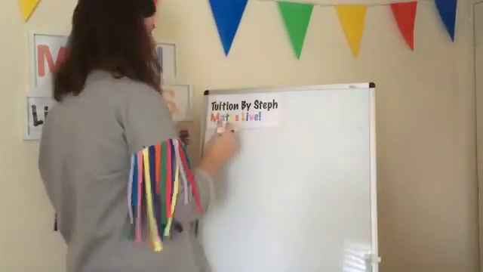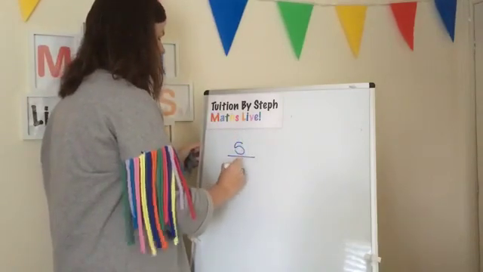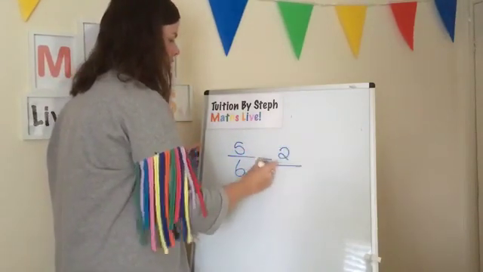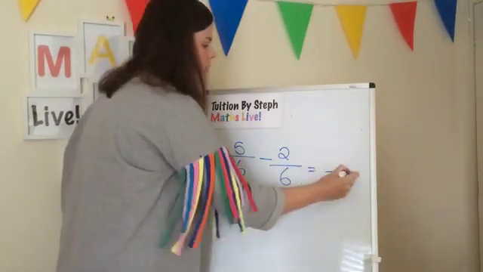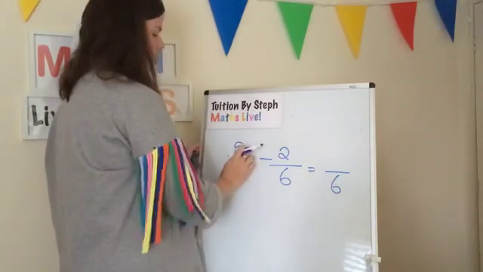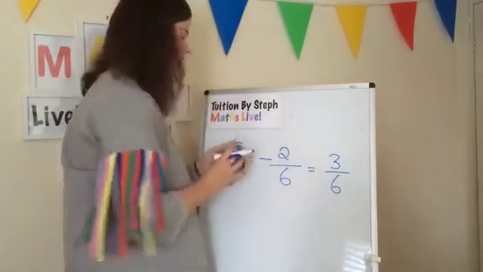So another example. I might have 5/6 and I subtract 2/6. Well, the denominators are the same, so I can keep the same denominator in my answer. So I just do 5, take away 2, which is 3. 3 out of 6.